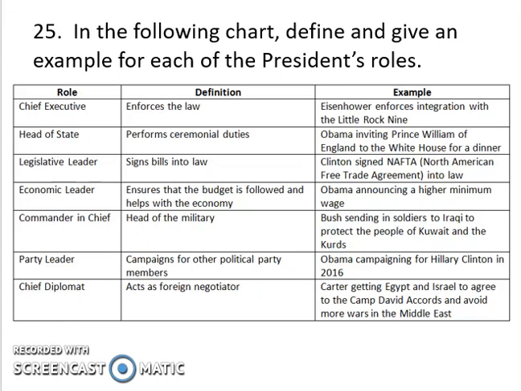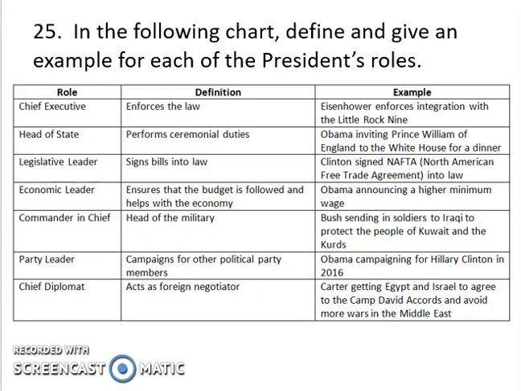Okay. Commander-in-chief is where the president is head of the military, so they head up the military. So this would be like the first President Bush sending in soldiers to Iraq to protect the people of Kuwait. So we sent people to Kuwait to push the Iraqis out, and that was him acting as commander-in-chief.